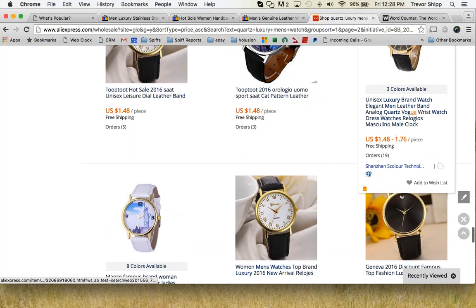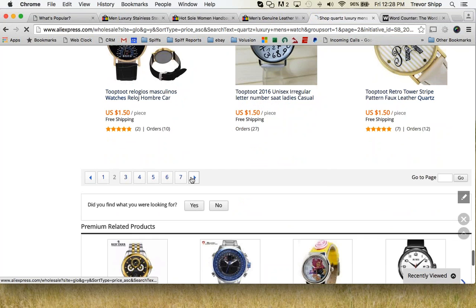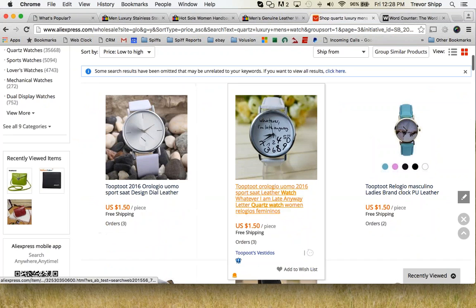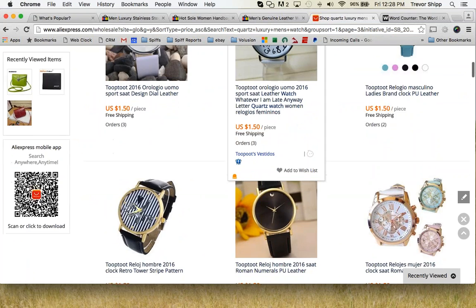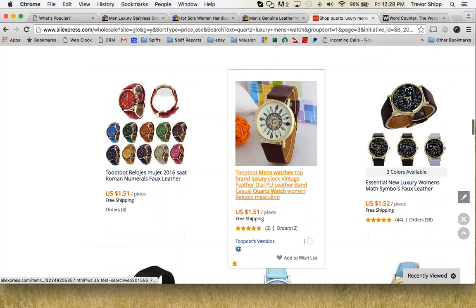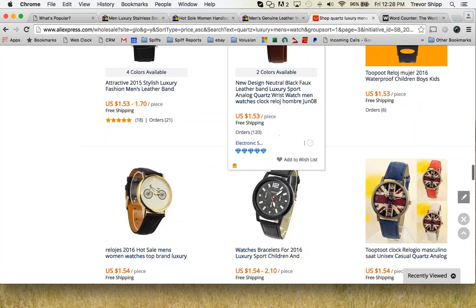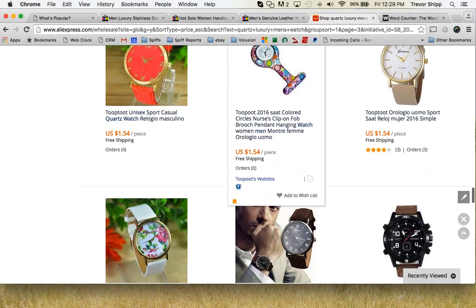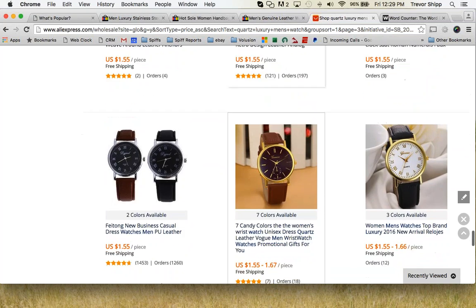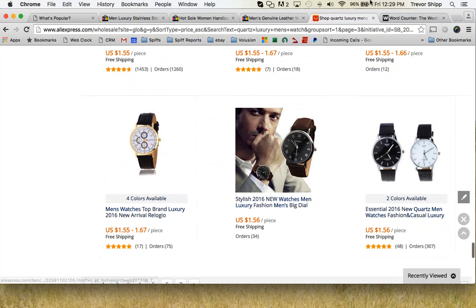Not the exact one, but look at the prices on these. $1.50 for these watches. I mean, $1.50 is not much for a watch. Here's the nice looking one for $1.50. But you know what? As nice as these look, if I were carrying a little inventory, for $2 a piece, I could sell these for 15, $20 on eBay as an American seller because I'm offering faster shipping.